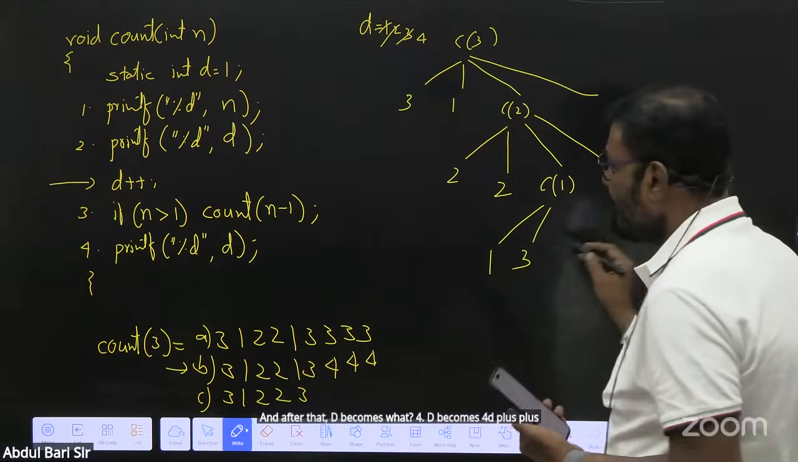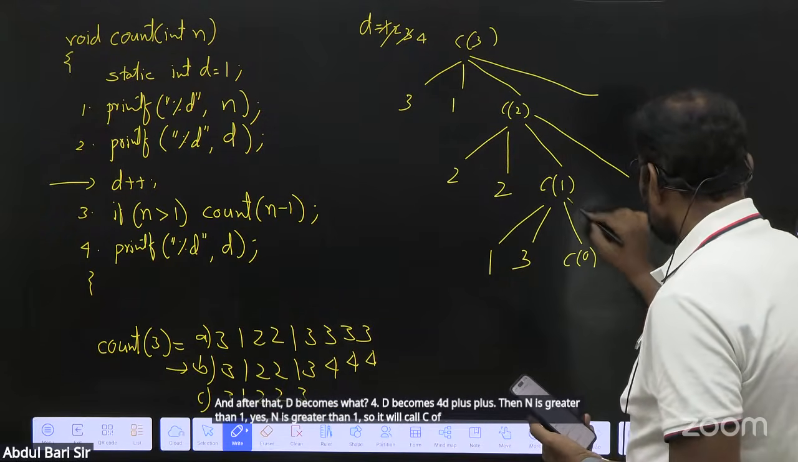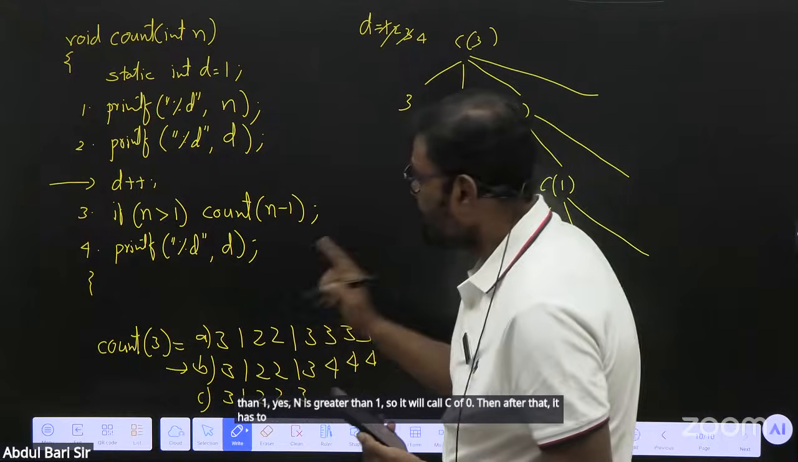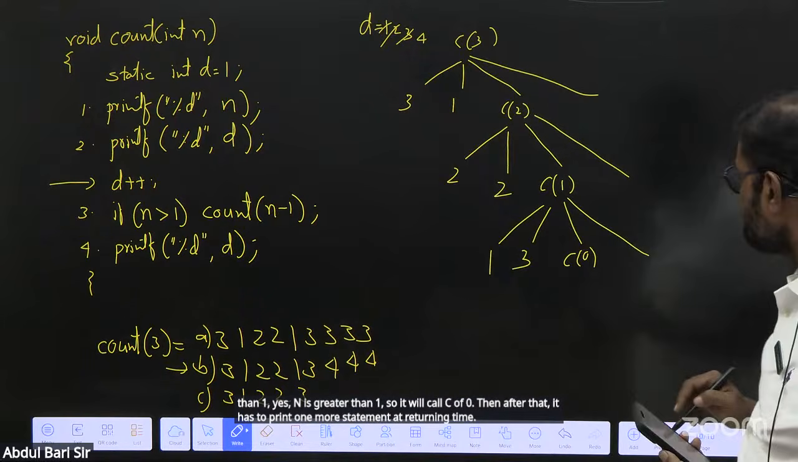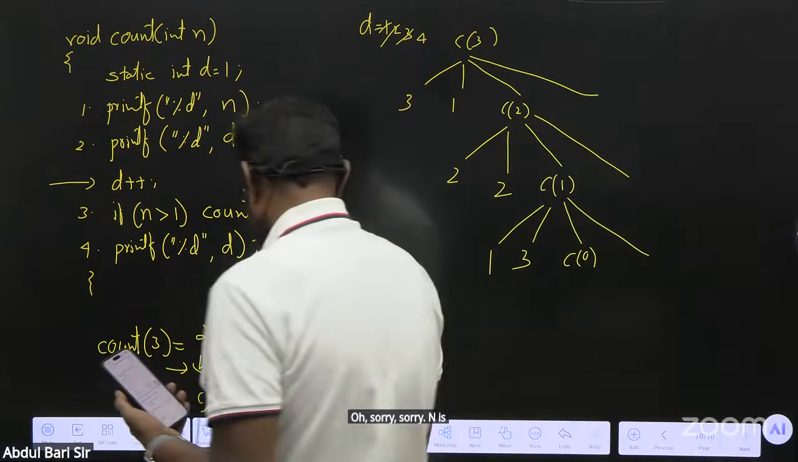Then N is greater than 1. Yes, N is greater than 1. So it will call count of 0. Then after that, it has to print one more statement at returning time. Oh, sorry. N is greater than?